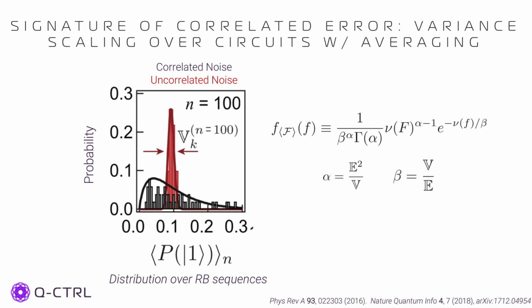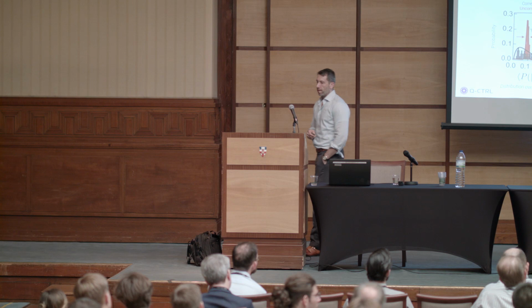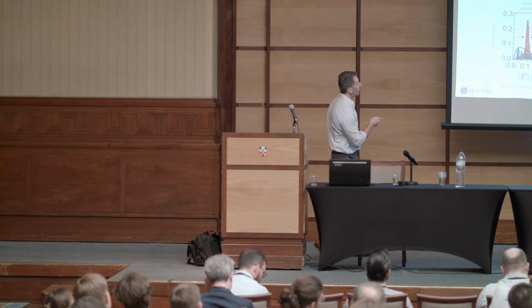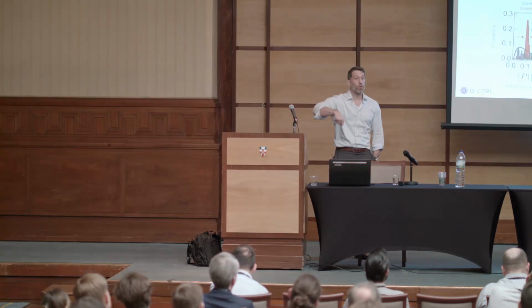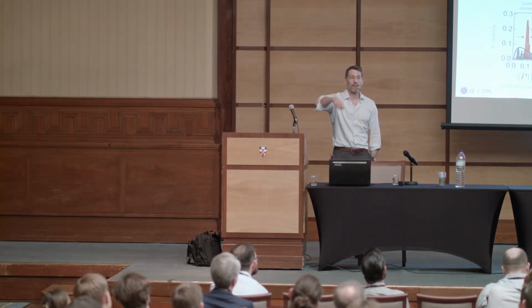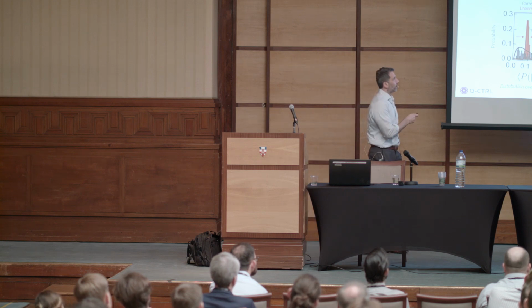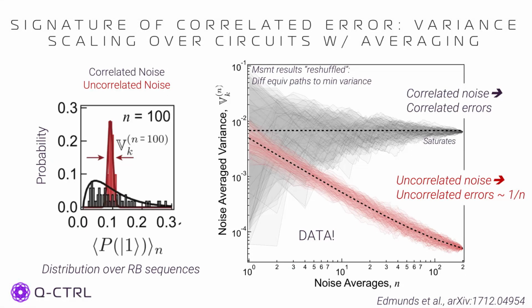But now we want to look more specifically at the width of that distribution. We want to look at the width of that distribution as we average more and more, as we take each data point and keep averaging. And so we're going to look at this value of the variance as a function of averaging. And what you see is that for the black data, the strongly correlated noise, again with engineered error, and this is all experiment, the variance saturates at some high value.